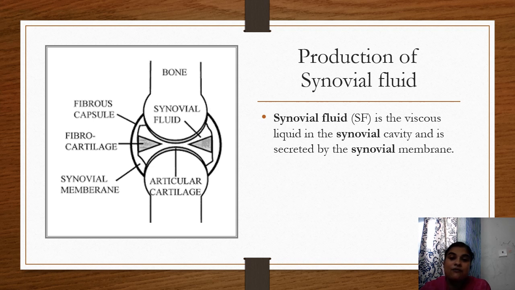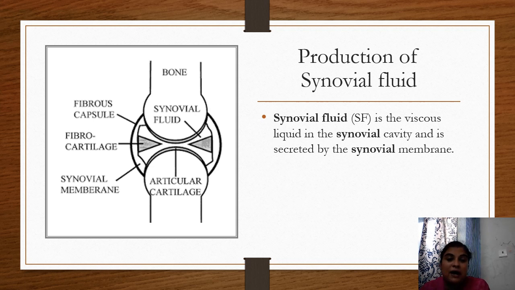You have already learned that the synovial fluid is produced from the synovial membrane, the cells lining the synovial membrane. So where will the synovial fluid be present? In the synovial cavity. Another characteristic feature of the synovial fluid is that it is viscous. What is the meaning of viscous? Viscous means it is thicker than water.